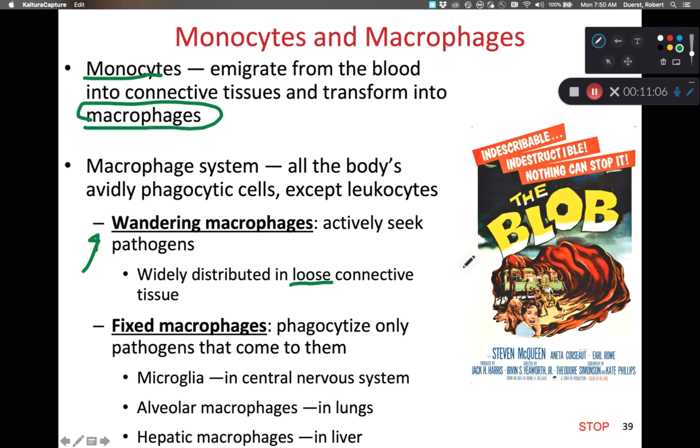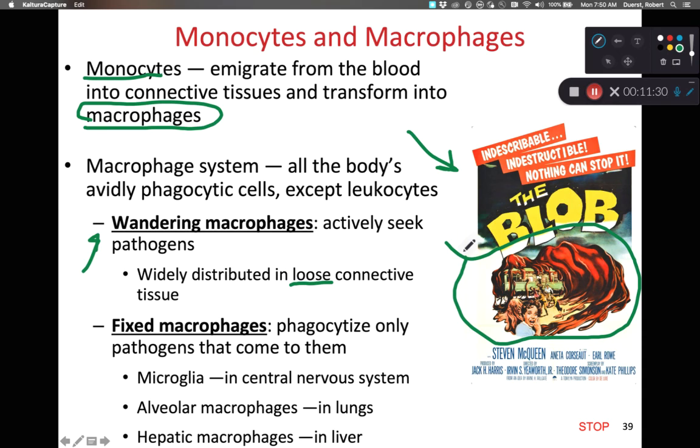My favorite example of a wandering macrophage is from that 1950s B-movie classic, The Blob, which is a large single cellular organism that starts to attack and swallow an entire town. So if you're looking for a fun movie to watch, one of those movies where you can have some popcorn and make fun of how cheesy it is, I highly recommend The Blob.